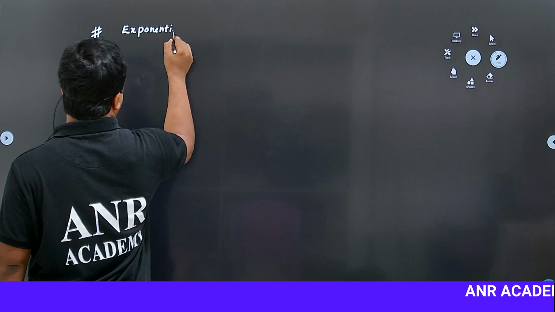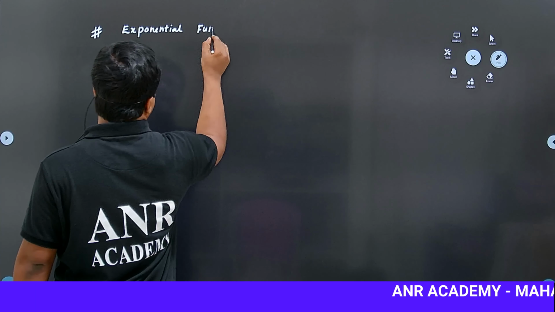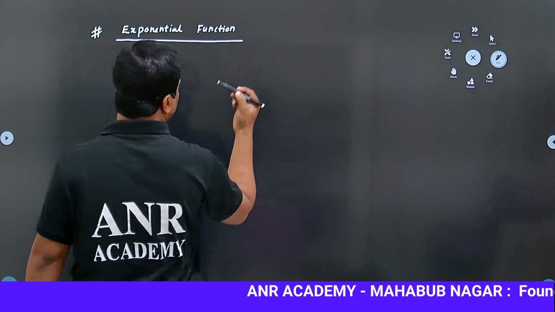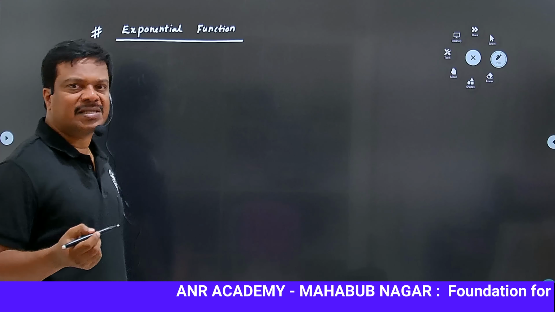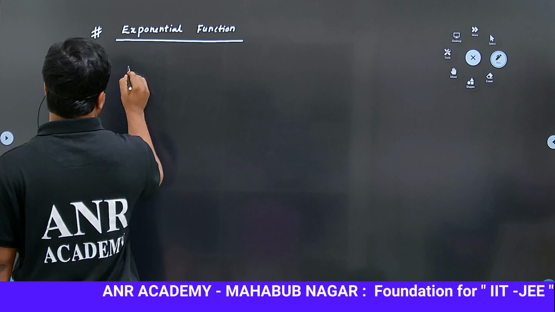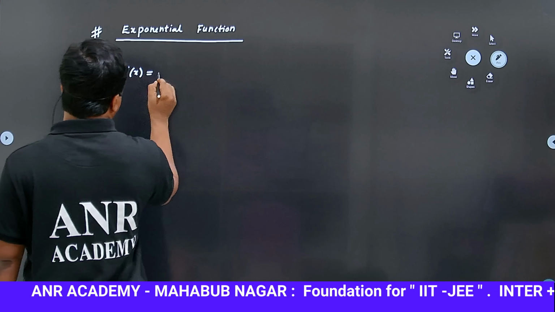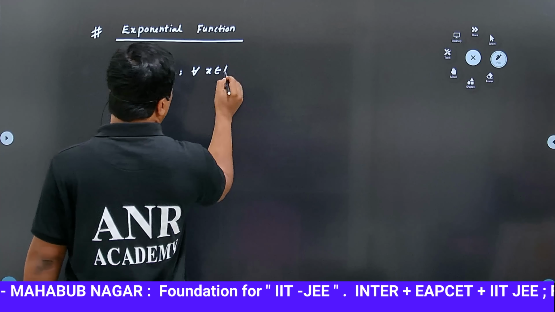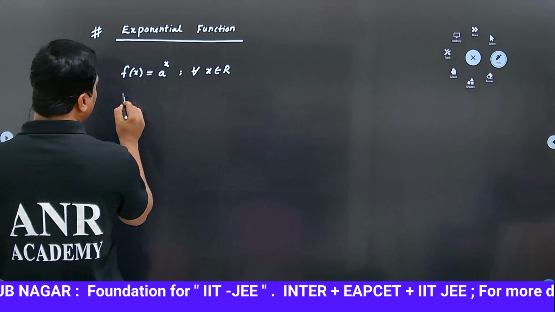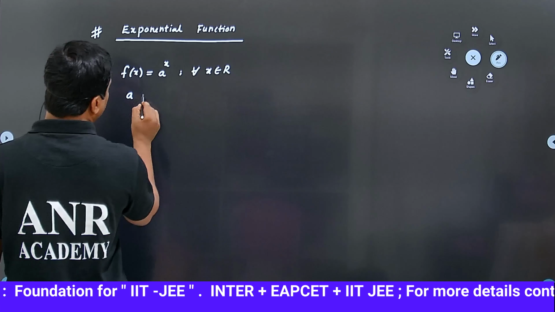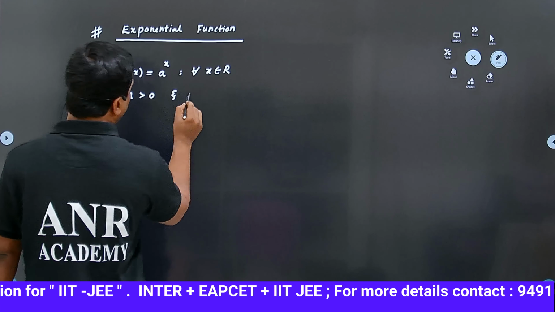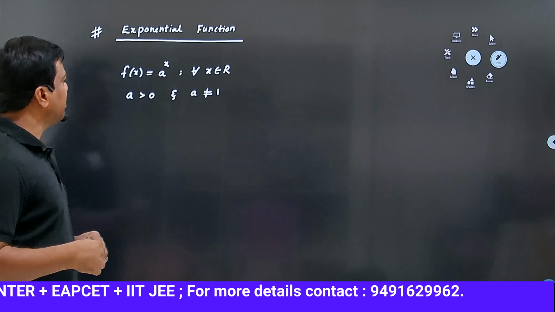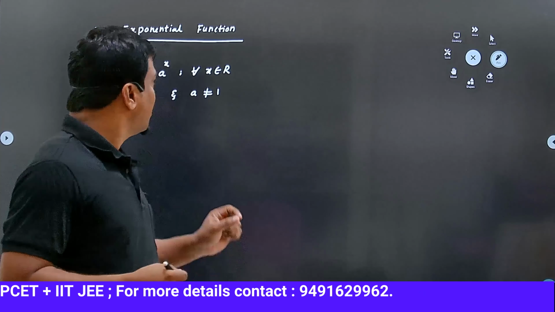Exponential means rapid function it is. So maybe it increases rapidly or decreases rapidly depending upon the value of base a. Exponential function is defined by f of x equal to a power x, and it is defined for all real values of x. You know this definition, and the conditions to the base: it must be more than 0, and base value always not equal to 1. These are the conditions to the exponential function.